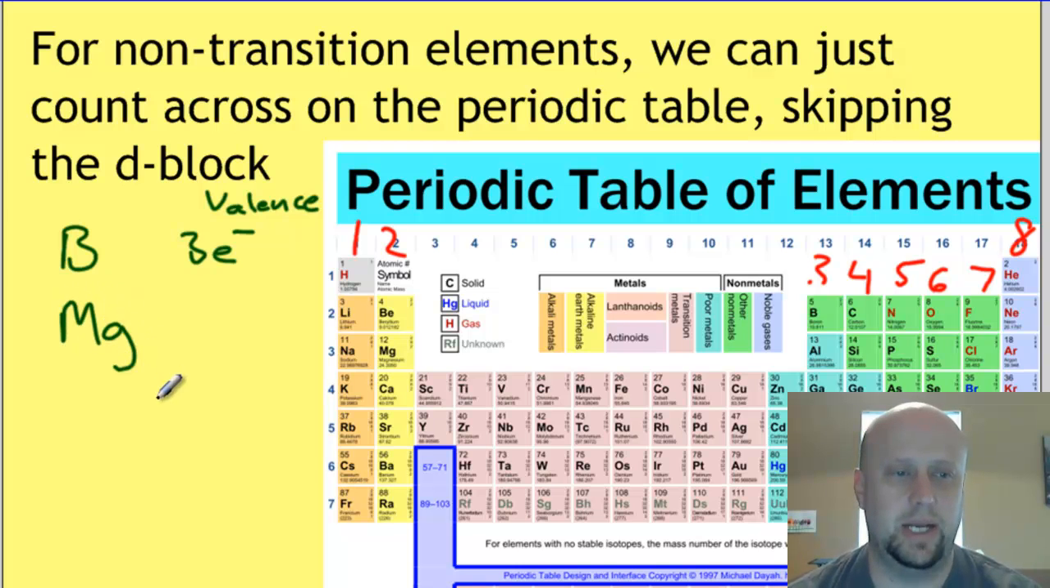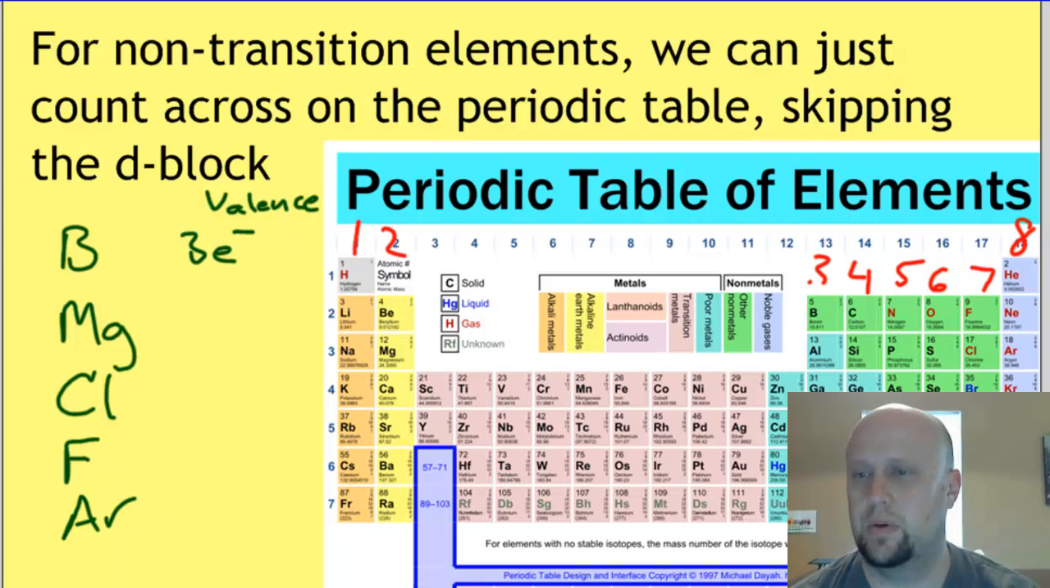So magnesium. Let's do chlorine, let's do fluorine too, and we'll do argon. Let's just look at these real quick. We just want to count across until we get to each of them. So magnesium is right here, so 1, 2, so magnesium has 2 valence electrons.